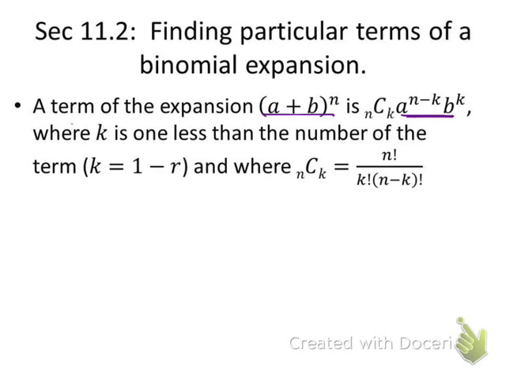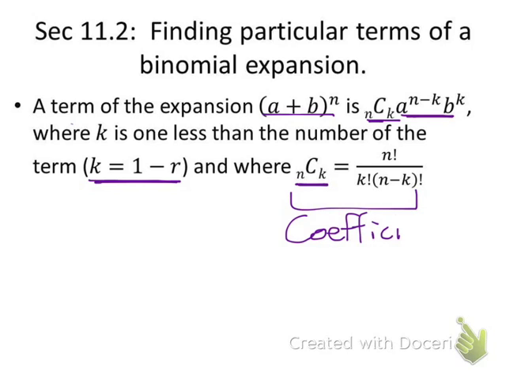Normally they're x and y's, or maybe they're constants, but we started with the high value for a, and it decreased, and the b started at 0 and it increased all the way through. Now we also have this combination here, which we've seen before. When we look at a term of the expansion where k is 1 less than the number of the term, we're going to use a combination of n choose k to find the coefficient. This gives us the coefficient. And then we take that coefficient and find those a and b values in order to write the term.